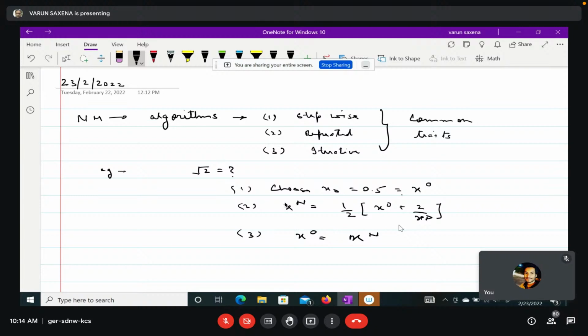So initially we start with choosing some initial value, we call it x old. Then we calculate x new, which is 1 by 2 times x old plus 2 over x old. And then whatever is the new value, we assign it to the old value, and we repeat this entire thing. We repeat and iterate. Repeat over iterations. So this was what we talked about.